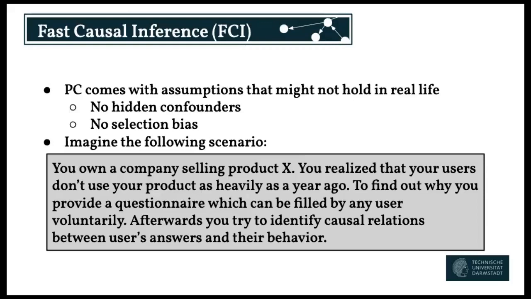However, PC comes with certain assumptions that might not hold in real life. So, for instance, hidden confounders. I've already talked a bit about them, and also selection biases. Imagine, for example, the following scenario. Say you have a company selling product X. Maybe X is a coincidence, maybe not.